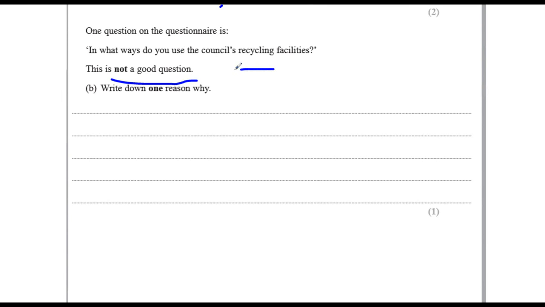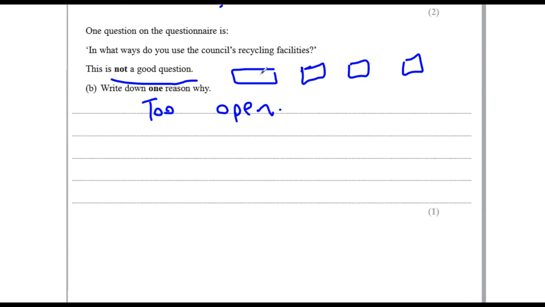What would make it much easier is if it told you some ideas and gave you some tick boxes. Instead, you've got to think for yourself and write down what you do. Okay? So it's not a good question because it's too open, and if you have an open question, loads of people could write down loads of different stuff, and then you've got to analyse it all. If you had tick boxes, then it's easier to analyse because there's only going to be a select few answers that you need to think about. Okay, so no tick boxes, they would be better if you had tick boxes.